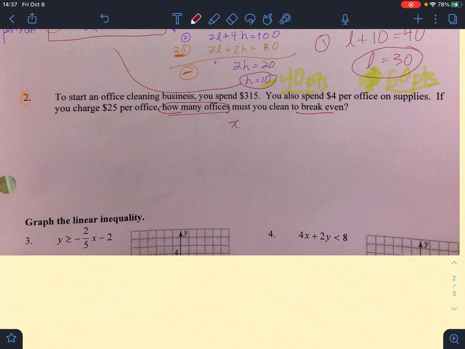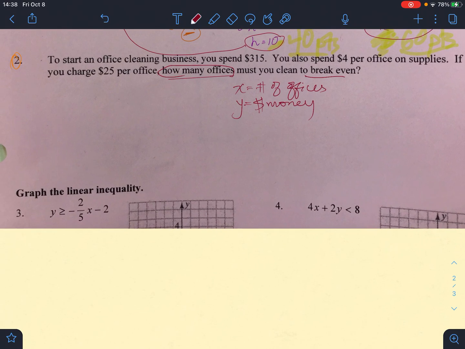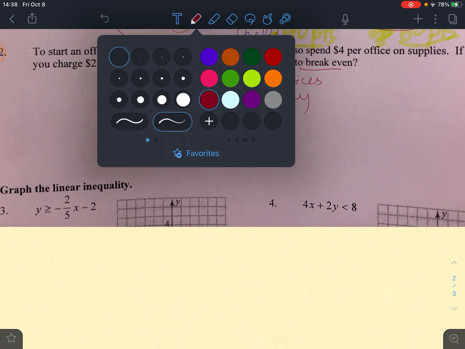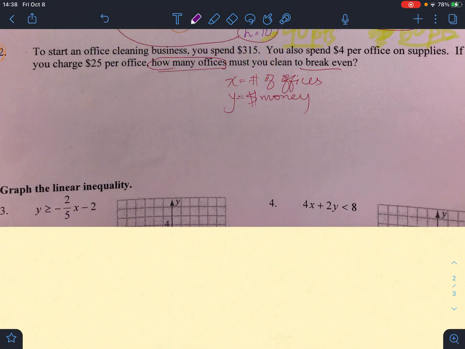The number of offices, let's call it X, just for kicks. You could call it anything you want, but this is the number of offices, not the size of the offices or the type of floor in the offices. It's just the number of offices. And Y is money: the more offices we clean, the more money is at stake. In this case, again, we're going to make no distinction between money spent and money earned.